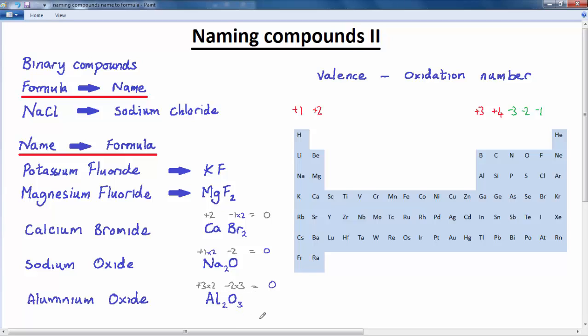So what I'd like you to do now is click on the Check Understanding, go to the quiz beneath this video tutorial, and using this procedure determine the chemical formulas for the various compounds that are listed.